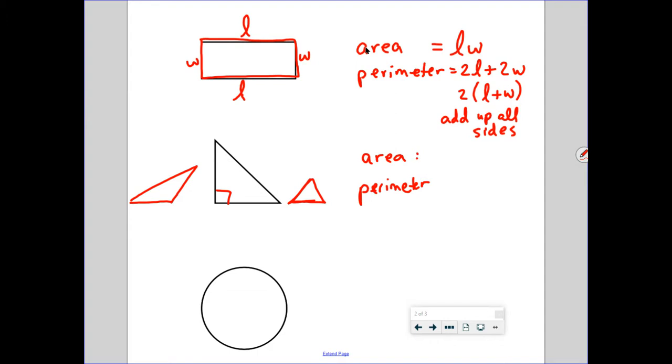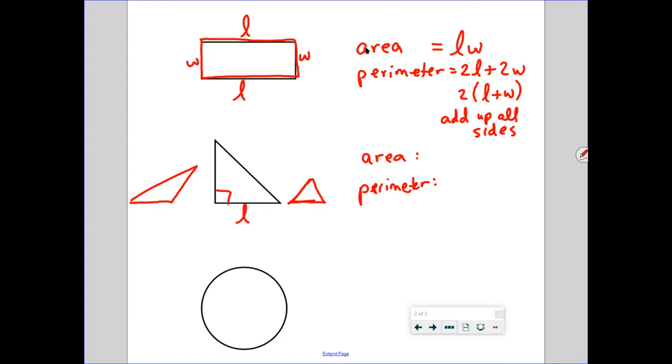Area and perimeter, what is it? Well, here's the thing. All triangles can be seen as half of a rectangle or square. You could turn them into that, but it's half of it, all right? Now, that means if you have length, and this is width.